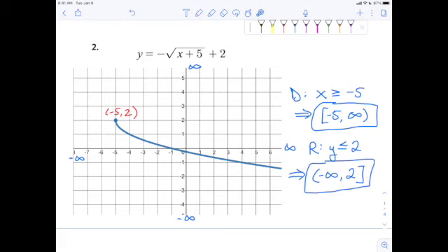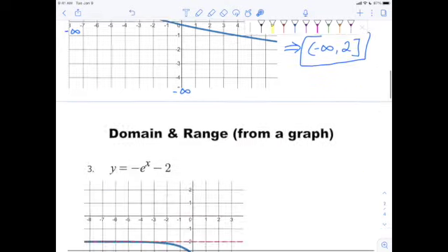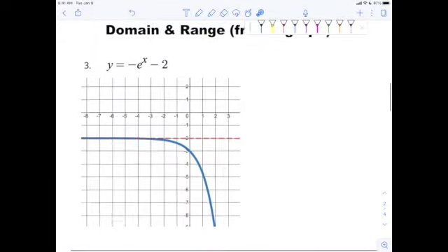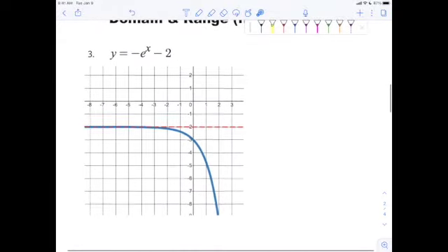So again, when you're looking visually, doing domain, start at the left, that's where -infinity is, and look to the right. Does the graph exist? And if not, when does it start existing? And then look to the right. When you're doing y, the range, you start at the bottom, that's where -infinity is on the y-axis, and you come up and ask yourself, does it exist? If not, when does it start existing? When does it stop existing? And that's it.